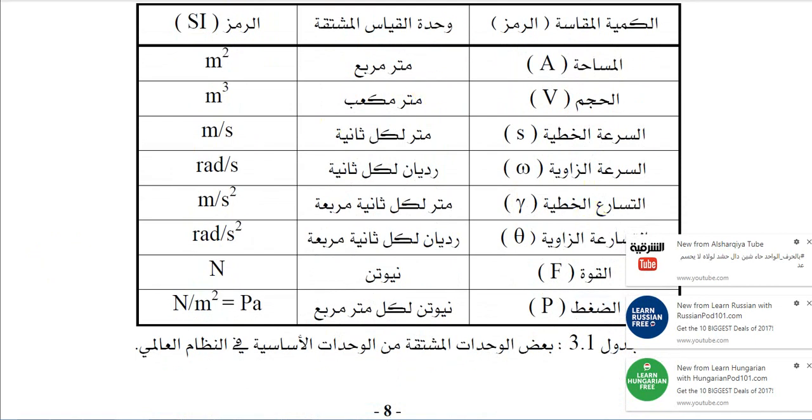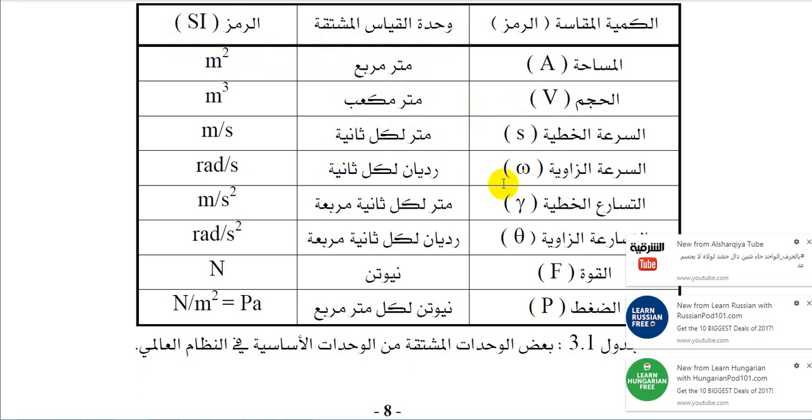The derived units for special scaled quantities, meaning the derived measuring units and their SI symbols. The area A, square meter. The volume, cubic meter. The linear velocity, meter per second.